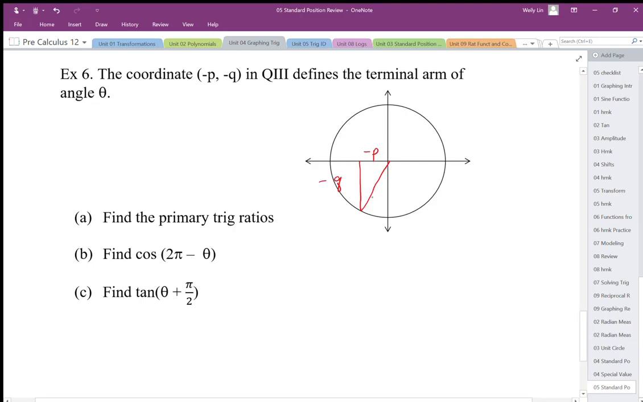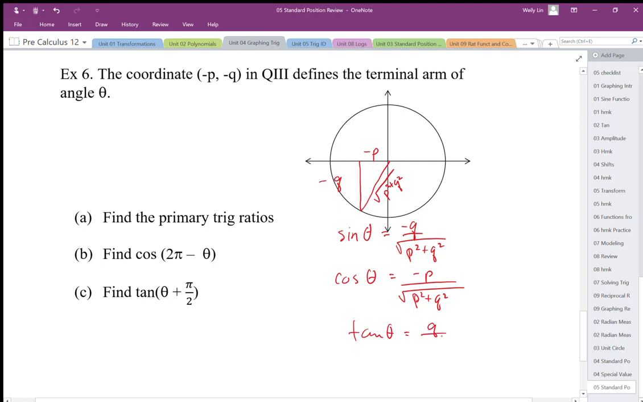So find the primary trig ratios. I'm just going to square, so I get p squared plus q squared. And to find the primary trig ratios, I'm just going to say sine theta. Sine is y, so negative q over the square root of p squared plus q squared. The cosine is x, so negative p over the square root of p squared plus q squared. And then the tan, it's a slope, so it's going to be negative q over negative p, so it's just going to be a positive slope there. Okay, so those are the primary trig ratios.